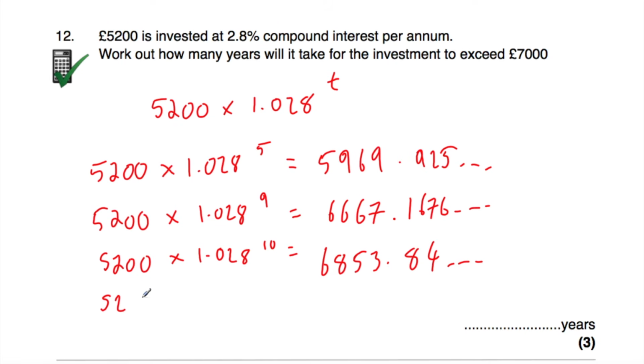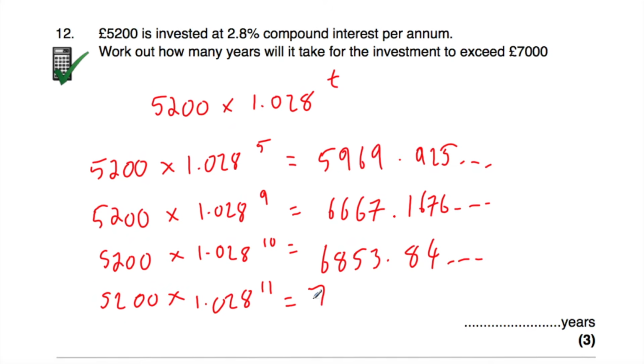So let's now try 11. 5,200 multiplied by 1.028 to the power of 11. And then that's equal to, fantastic, 7,045.756 and so on. And that has now exceeded 7,000. It's very important here, we've got 10 was below 7,000 and 11 is above 7,000. It's important that you get the first one that exceeds 7,000. So for instance, if I tried 5 and then 11, it's important that I go back to 10 and just check that 10 years is below 7,000.